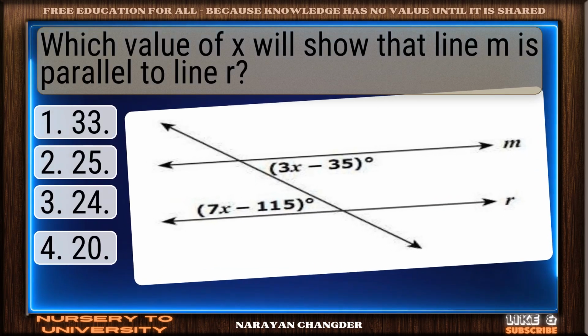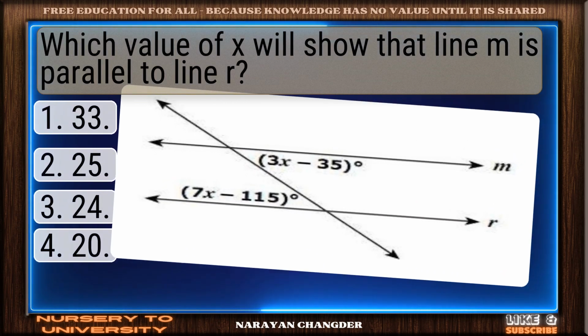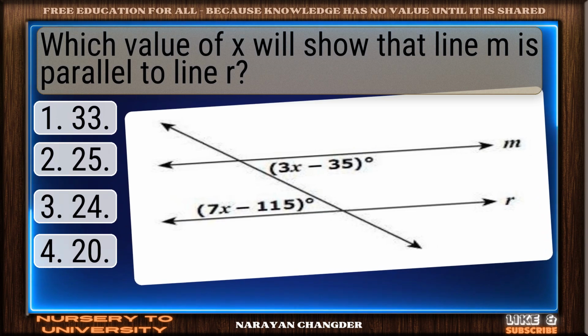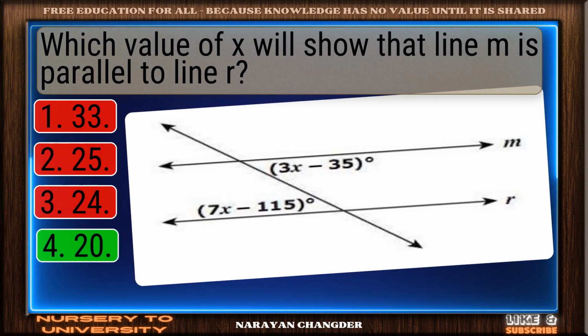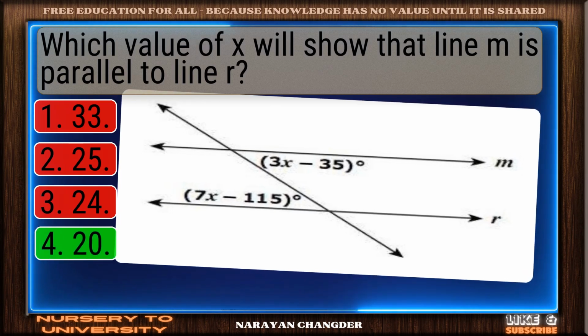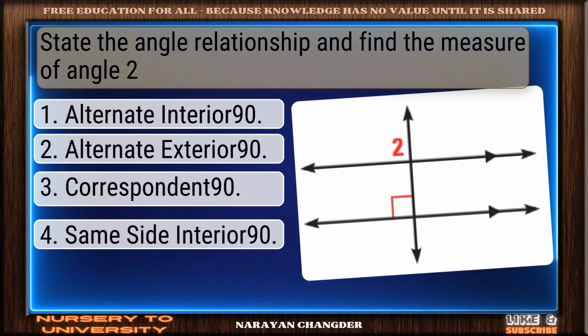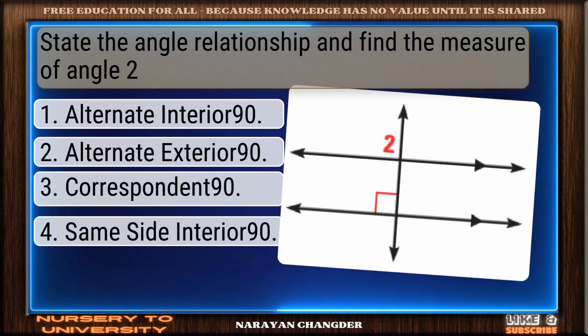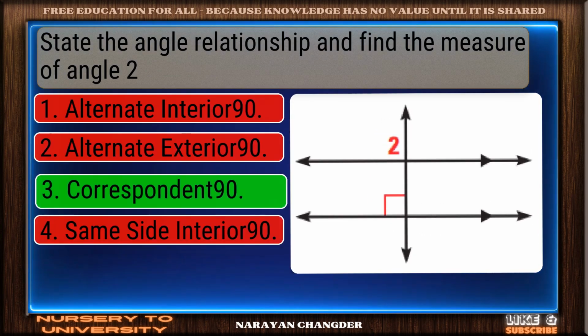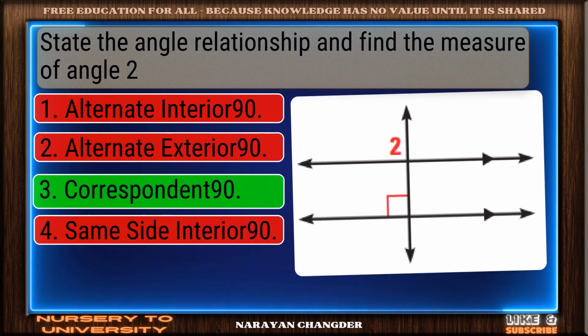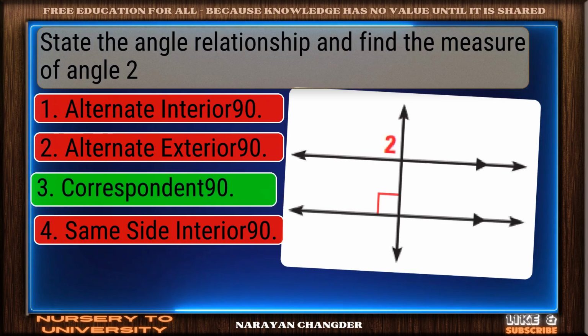Question number 9. Which value of x will show that line M is parallel to line R? Excellent. 20 is a brilliant choice. Question number 10. State the angle relationship and find the measure of angle 2. Good thinking. Corresponding, 90 is the right answer.